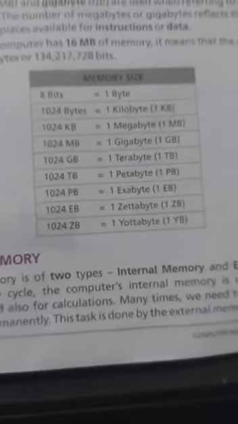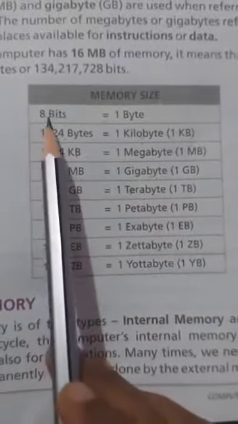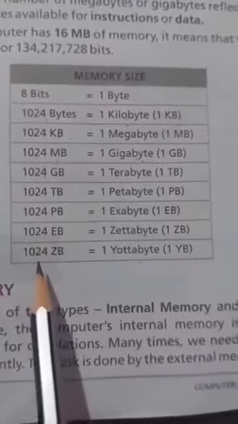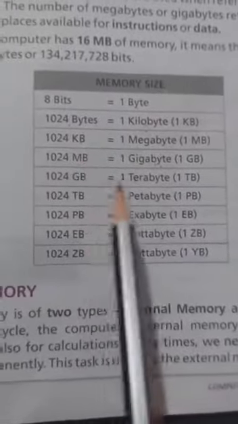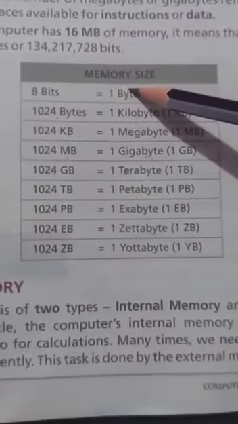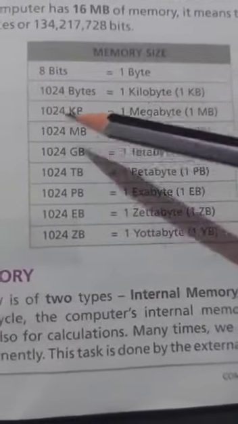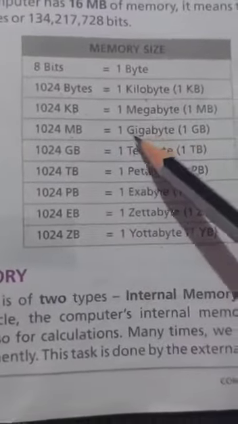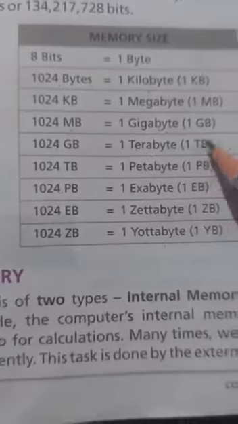Children, what if the computer has to store a higher memory? Here is a list. You have to remember this complete memory size in which the computer can have storage or memory. So 8 bits is equal to 1 byte, 1024 bytes is equal to 1 kilobyte or KB, 1024 KB is equal to 1 megabyte or MB, 1024 MB will be equal to 1 gigabyte or 1 GB, 1024 GB is equal to 1 terabyte or TB.